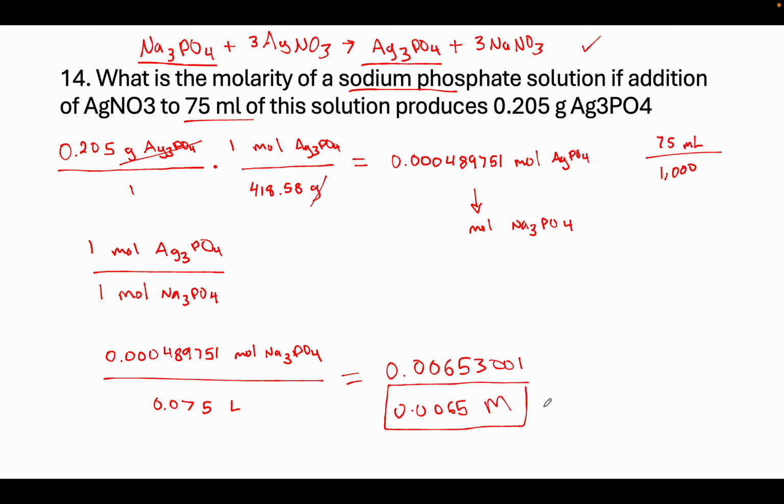We can leave it like this. I guess we could do scientific notation. 6.5 times 10 to the -3. Let me check. 6.5, I think it's to the -3. But don't quote me. Yes, it is. Okay. 6.5 times 10 to the -3. There we go. Easy peasy.